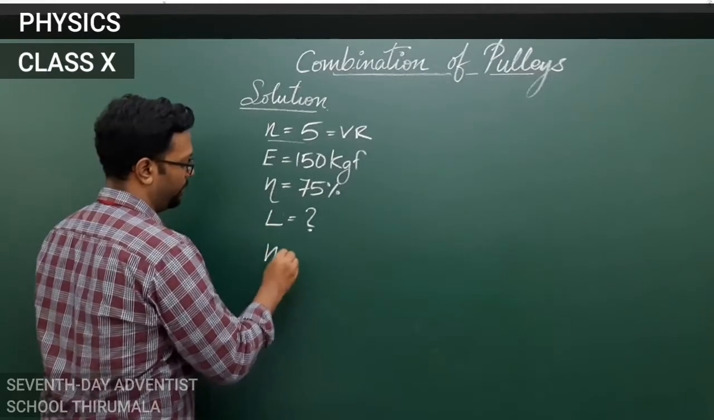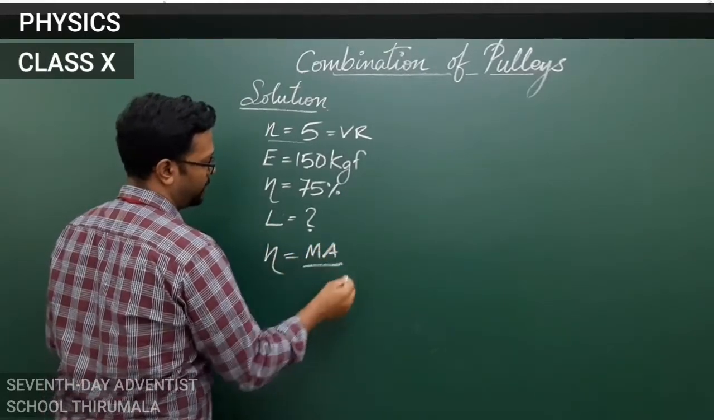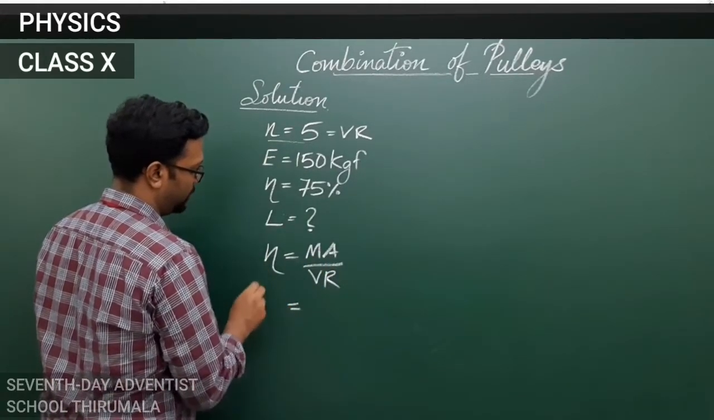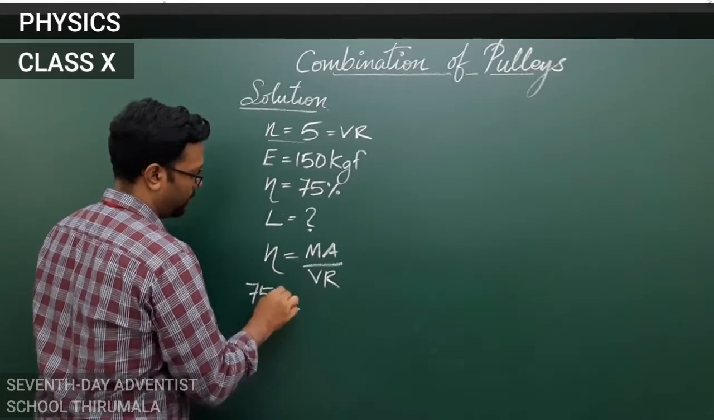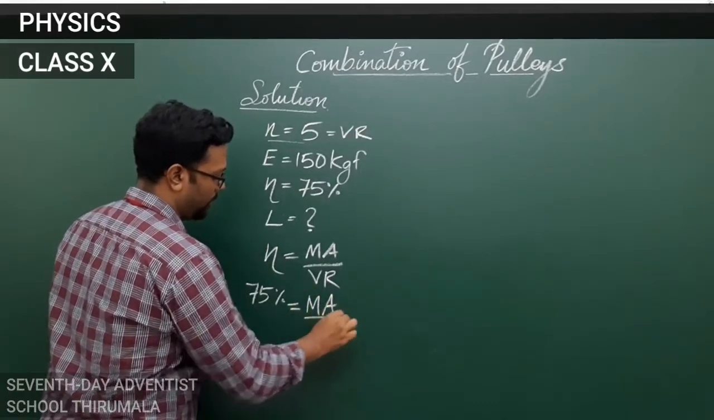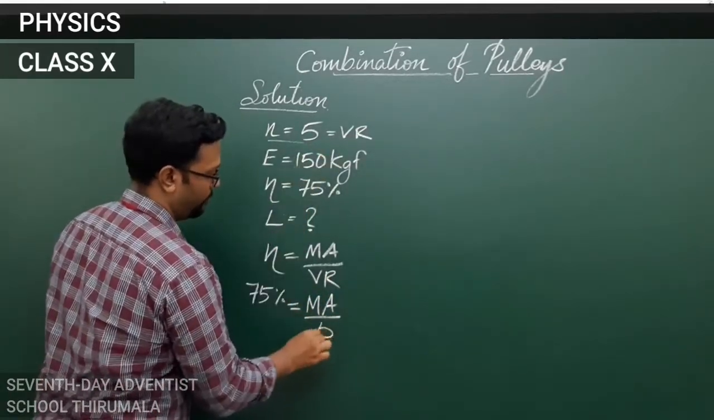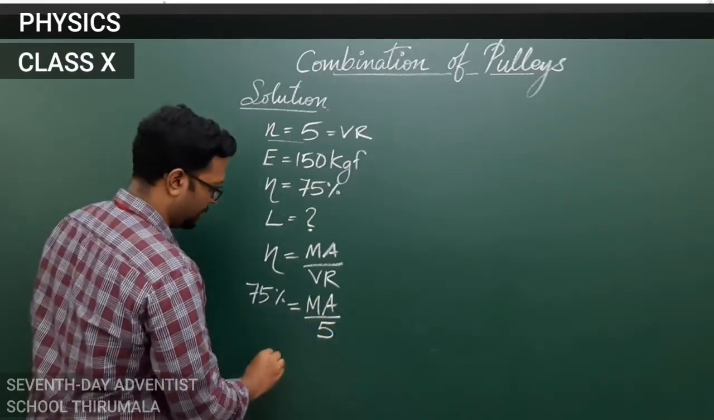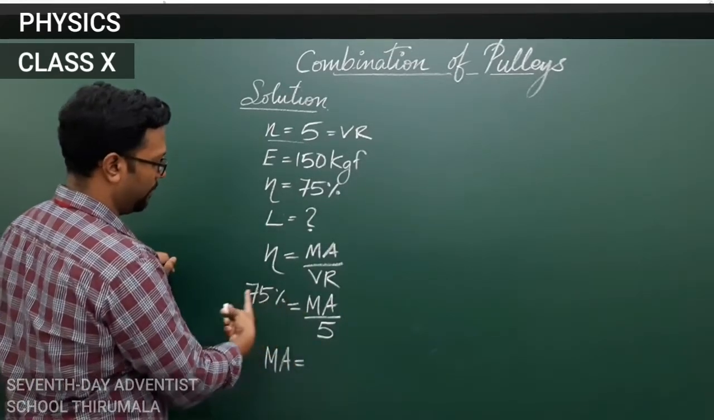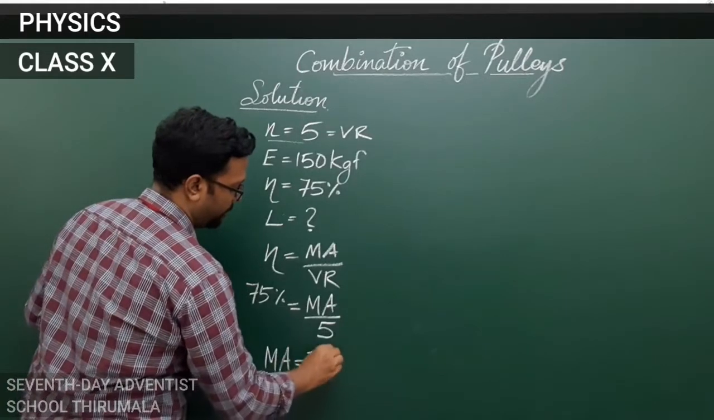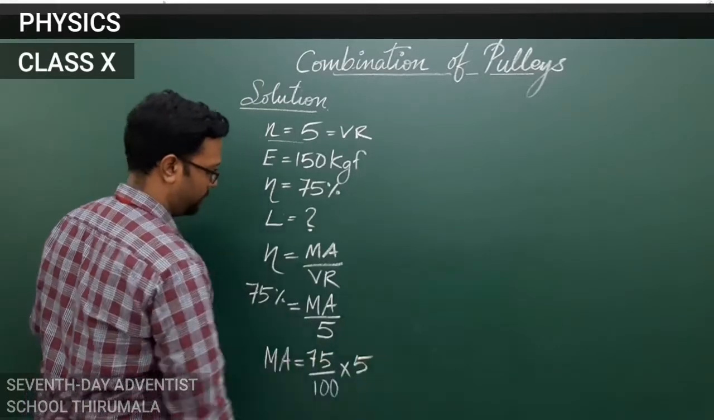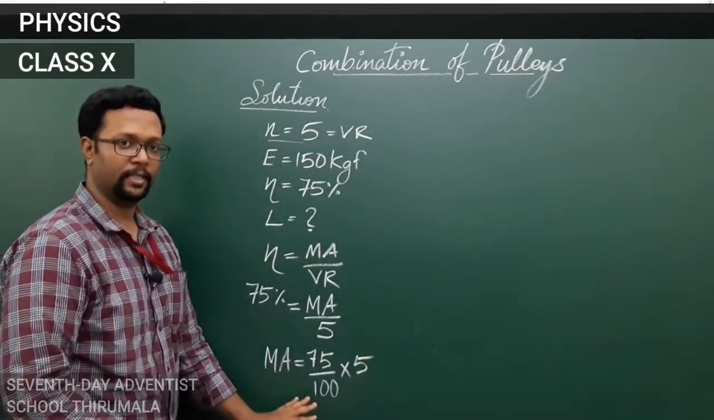So we can now calculate mechanical advantage using these details. The formula: efficiency is equal to mechanical advantage by velocity ratio. Mechanical advantage is not known to us, but efficiency is given as 75% and velocity ratio is known, which is 5. I am rearranging the position. So mechanical advantage is equal to 5 multiplied by 75 by 100, so 5 goes on this side. I am going to leave mechanical advantage like that.